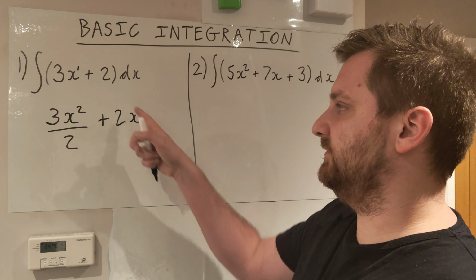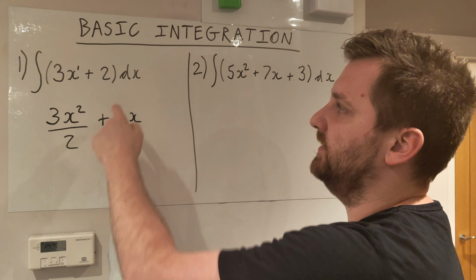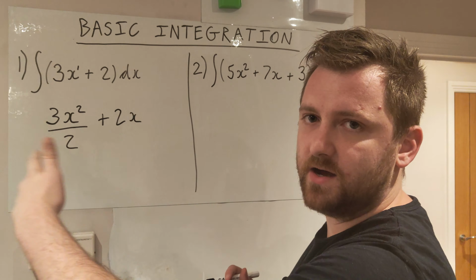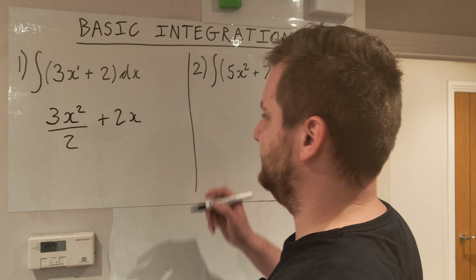So that's why you times a constant by x. That's the logic. You don't need to remember that. But if you have a constant, remember to times it by an x, or whatever you're integrating with respect to. You could integrate with respect to y or z, whatever it's asking you to.